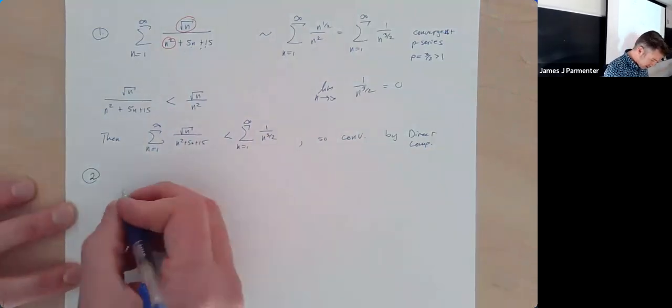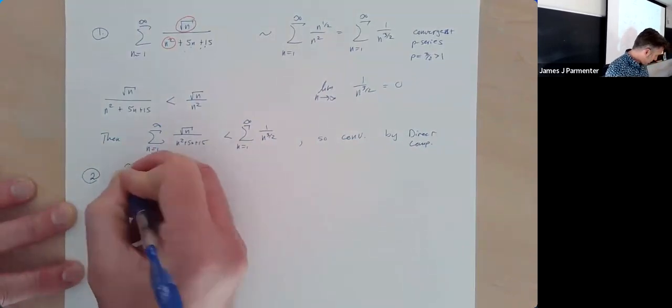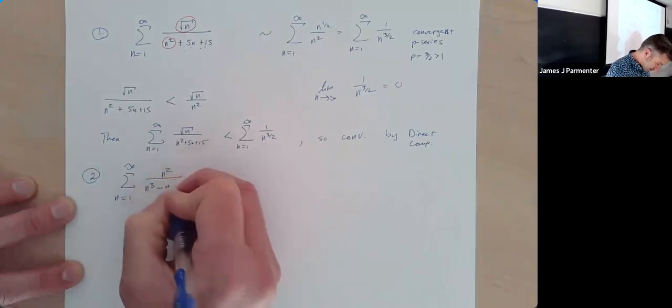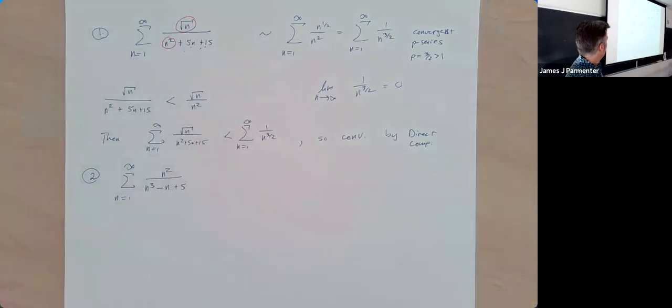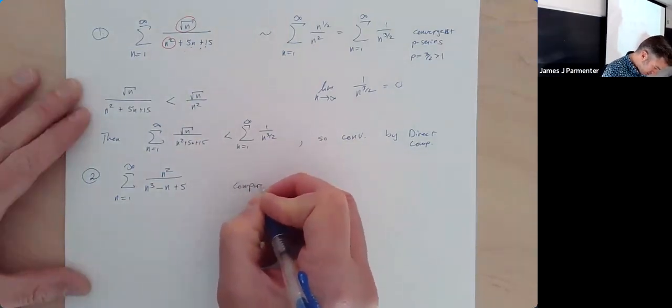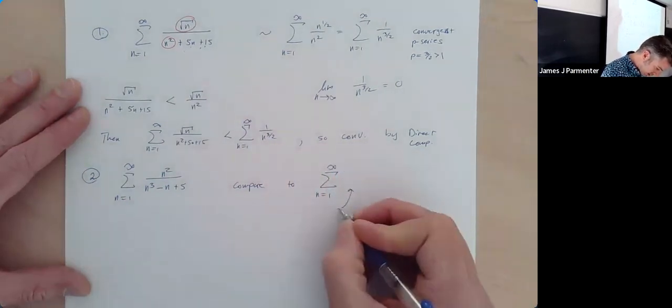Sure. Let's look at the sum from n equals 1 to infinity of n squared over n cubed minus n plus 5. Once again, when you have powers of n over powers of n, you want to think about just looking at the highest powers. So I want you all to take a minute and think about what we should be comparing this to. Write it down. Write down, we're going to compare this to the sum from n equals 1 to infinity of what's going in there.